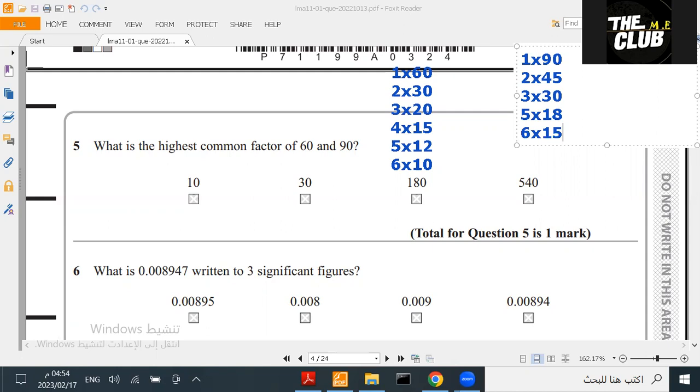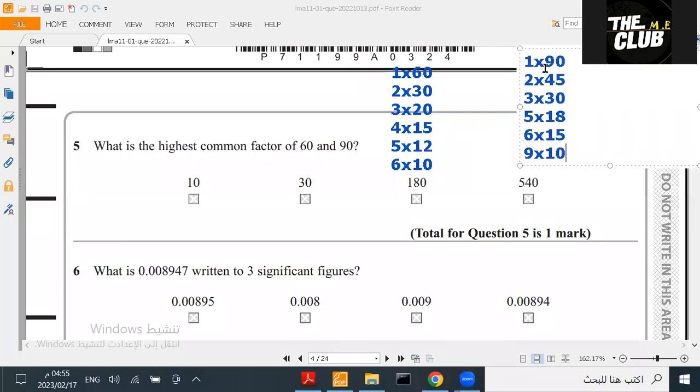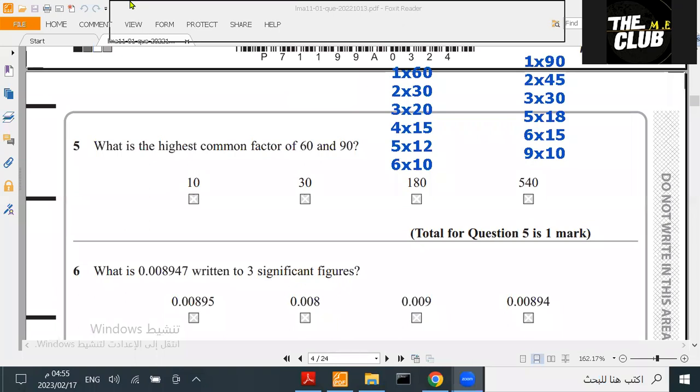So 6 times 15. What else? 90 divided by 7 doesn't work. Divided by 8 doesn't work. Divided by 9 is 10, so it's 9 times 10. Now I have the factors of 90 and the factors of 60, so we see which one is the highest common factor that is in the answers.